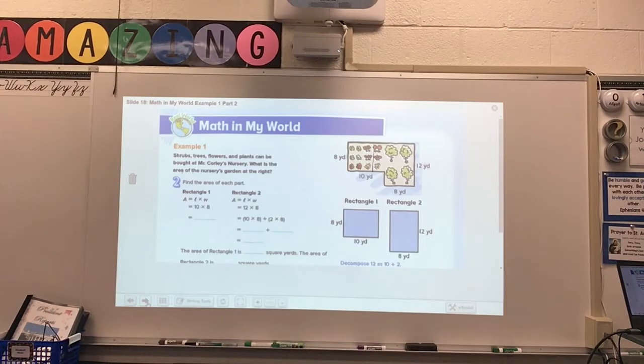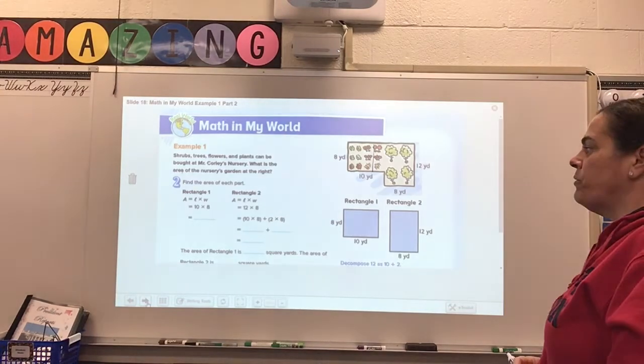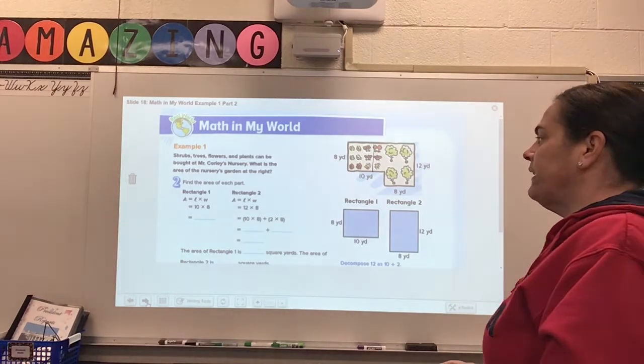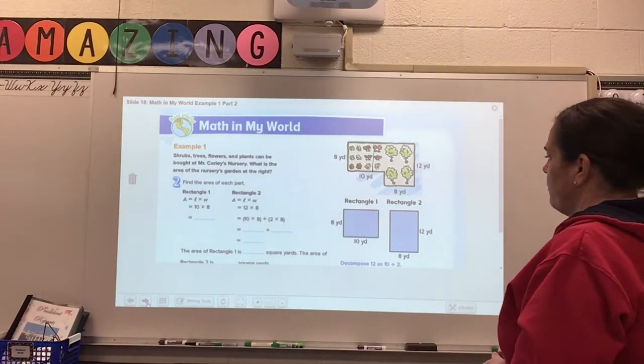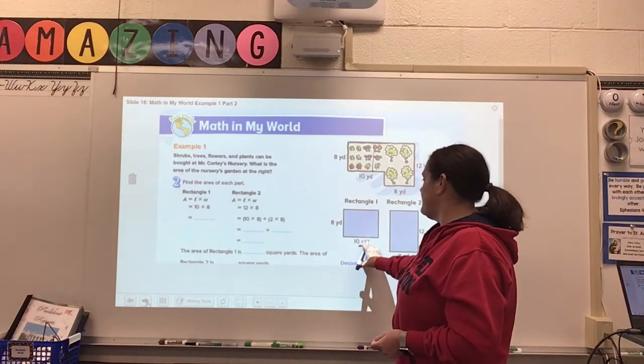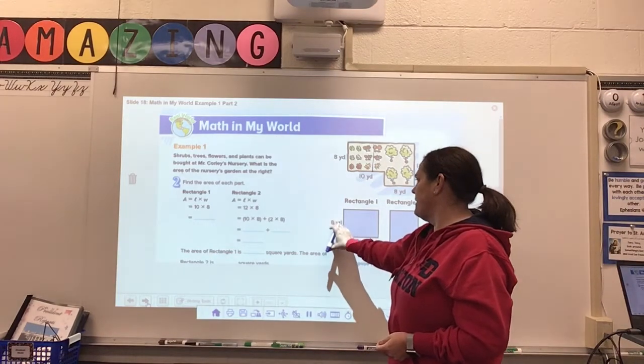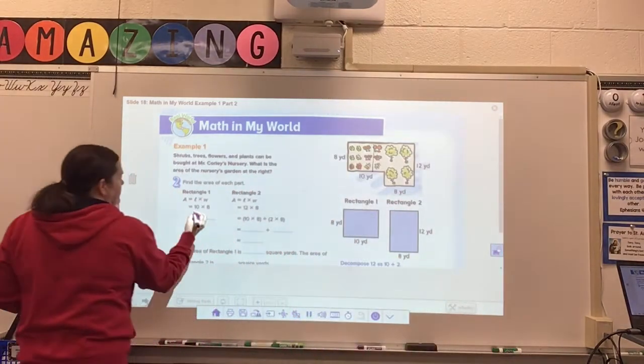So now what we need to do is think about our formula for finding area: length times width is equal to the area. So here we have rectangle A, which is 10 times 8, which equals 80.